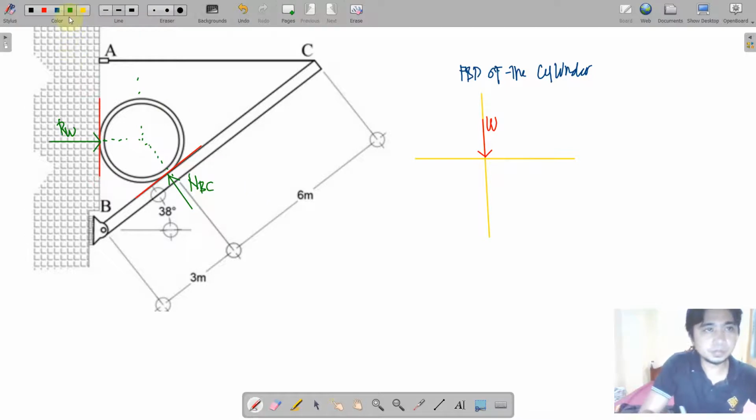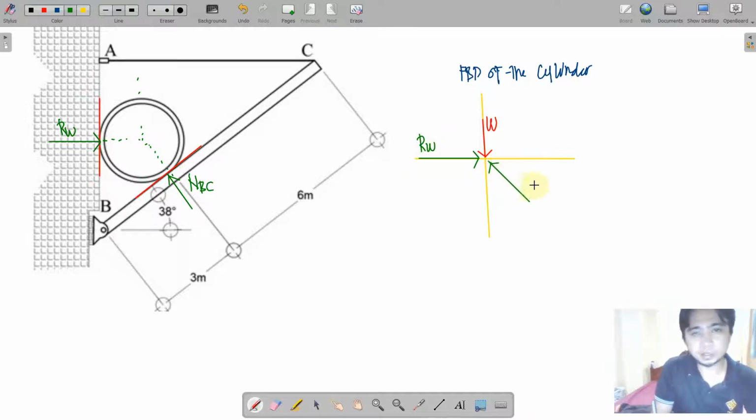So this is now our normal at BC. What else? We have here the reaction at wall. So our problem is, if we establish a section method or joint method, we should know the angle of a certain inclined member. W here coincides with Y. RW, or the reaction at wall, coincides with X.